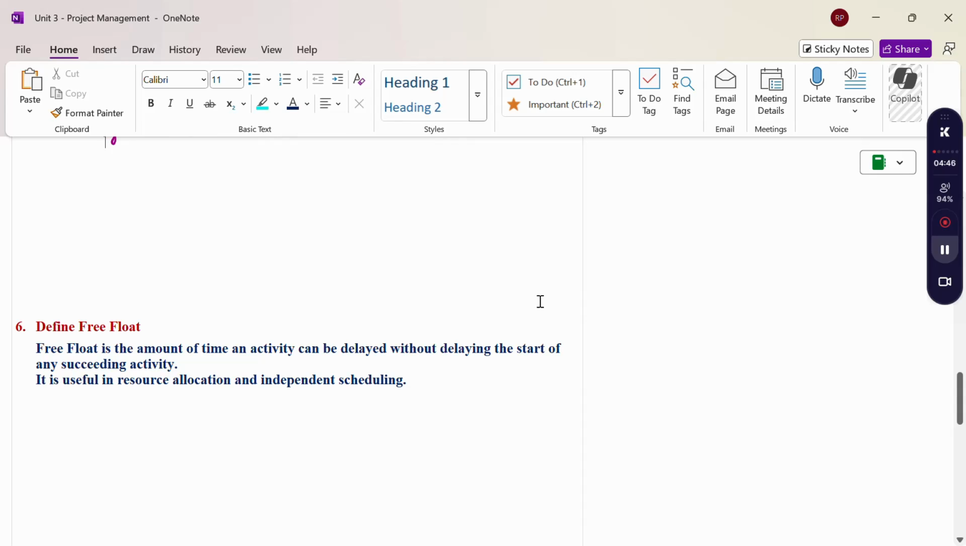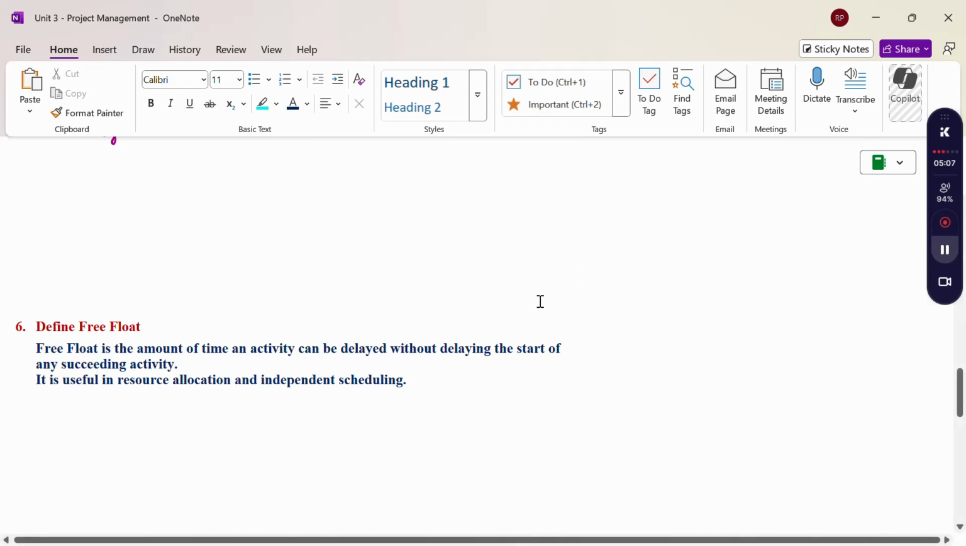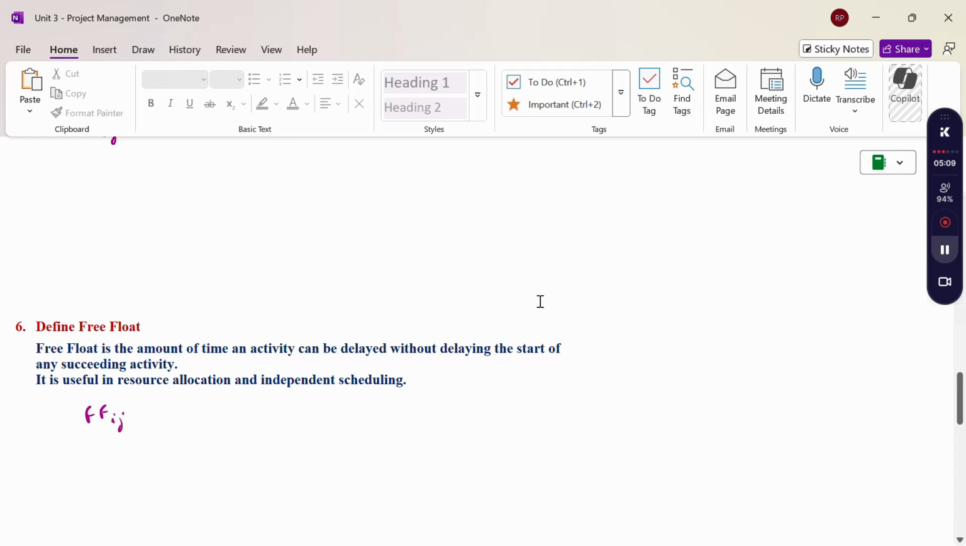Next question, define free float. Free float is the amount of time an activity can be delayed without delaying the start of any succeeding activity. It is useful in resource allocation and independent scheduling. So this is free float. Here also we use the notation FF ij, where i is the starting point and j is the ending point in the network. So we are using this free float.